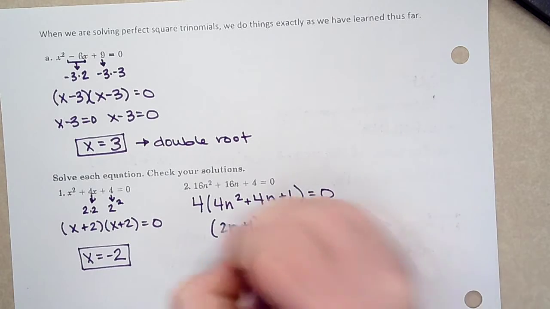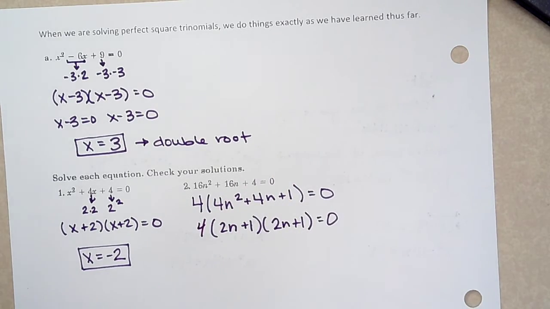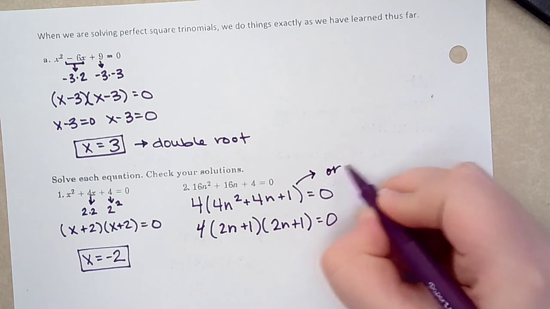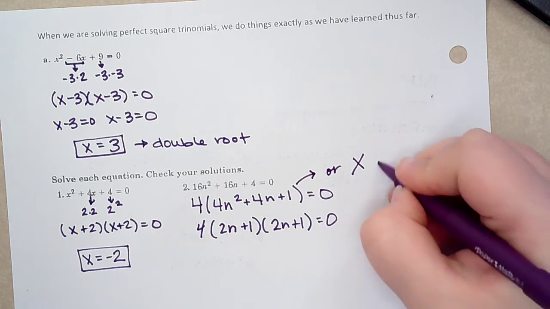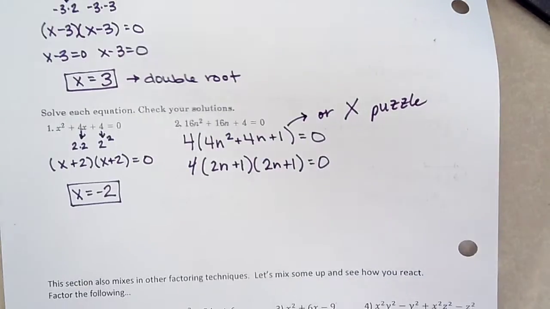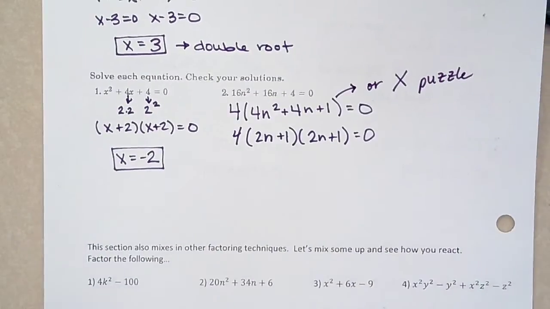And it equals 0. But I don't forget to bring that 4 down. This could be a perfect square trinomial or an X puzzle. Completely up to you and what you're more comfortable with. I've been working at this a while, so I can just notice this. But if you need to do the X puzzle, please don't hesitate to do that. Use those methods that you're most comfortable with.